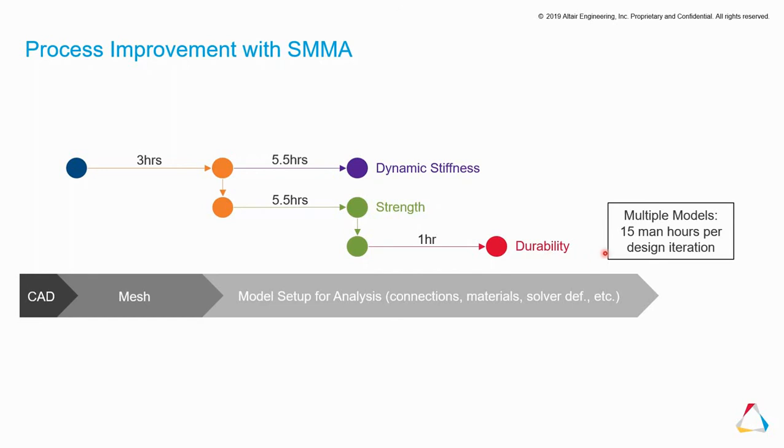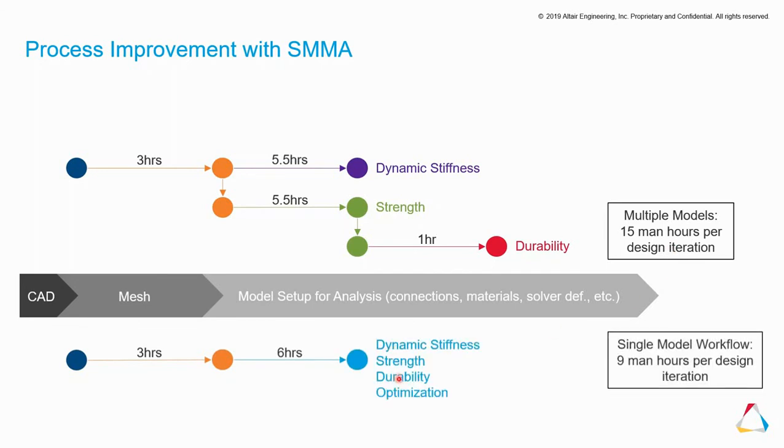And by the end of it, I've ended up spending about 15 man-hours to set up these different load cases on the multiple models. Now, when it comes to using OptiStruct, since I'm building just a single model, I can define all these load cases on that single model. In addition, I can go a step further and loop the optimization around this entire study. So now the time spent in this whole process is down to 9 hours.